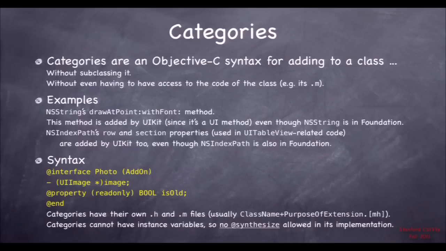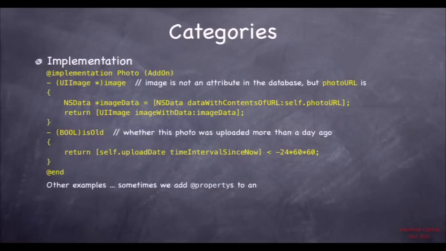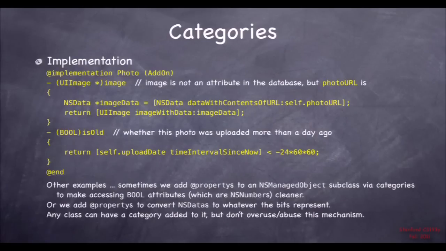Okay, now the category is not like a protocol. You're not just declaring these methods. You've actually got to provide the implementation for these things because you're going to add these methods to the class Photo. So what does the .m look like? So here might be a .m for this. I'm adding this to the Photo class, so I'm going to add these two methods.